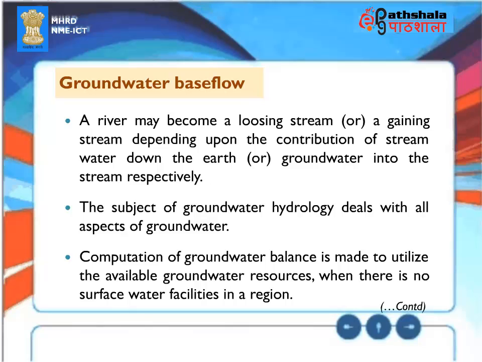A river may become a losing stream or a gaining stream depending upon the contribution of stream water down to the groundwater, or of groundwater into the stream, respectively. The subject of groundwater hydrology deals with all aspects of groundwater. Computation of groundwater balance is made to utilize the available groundwater resources when there is no surface water facility available in a region.